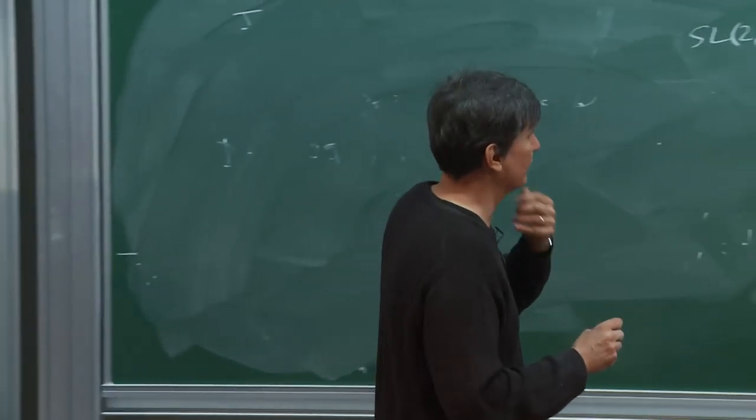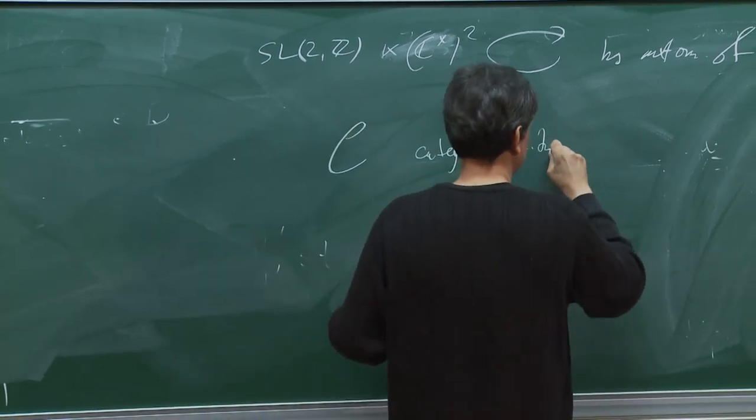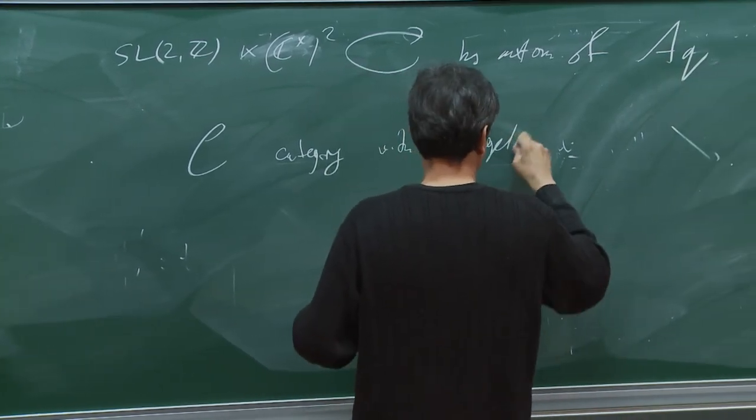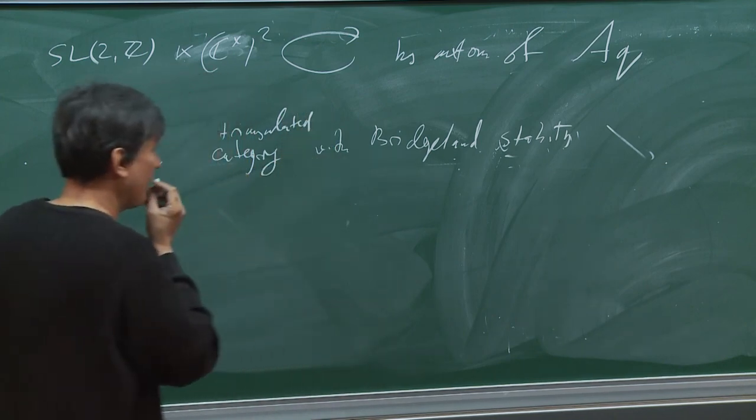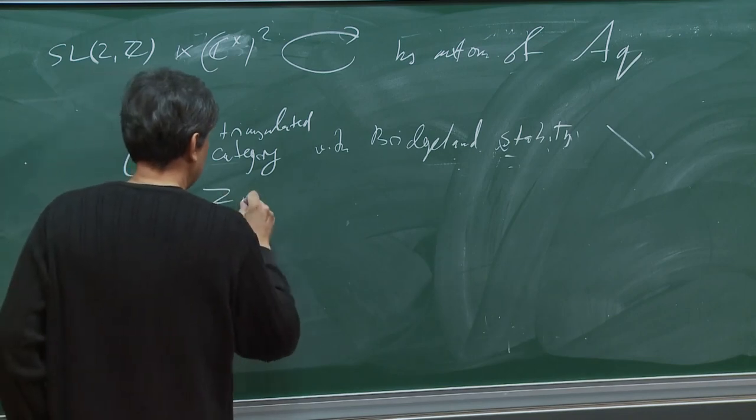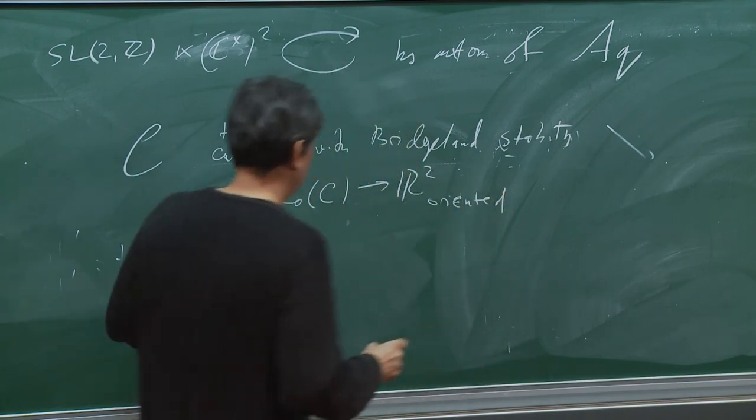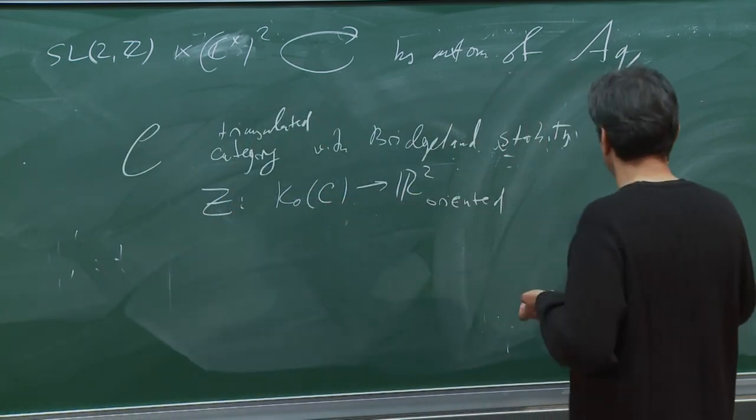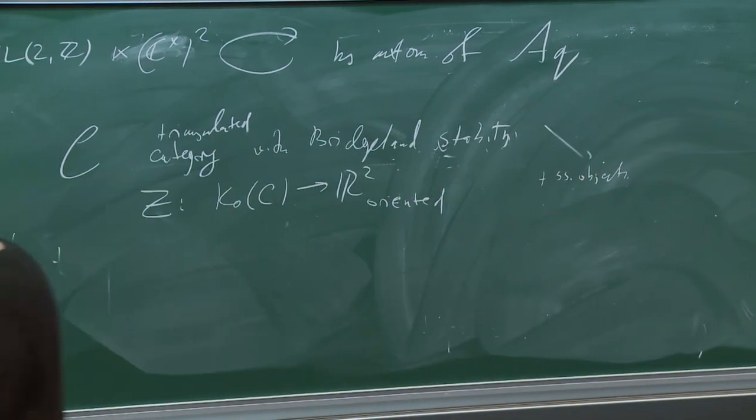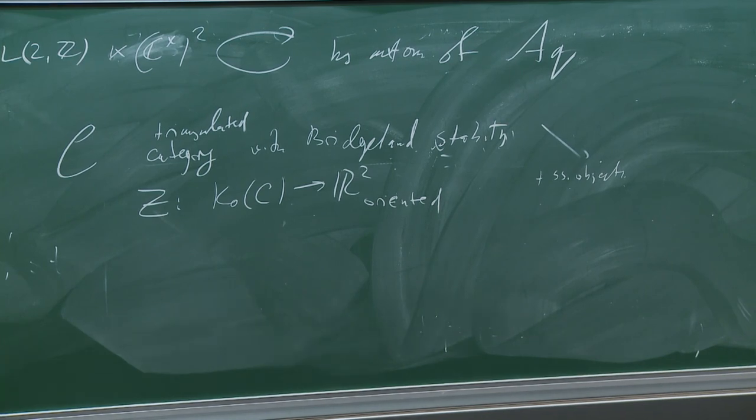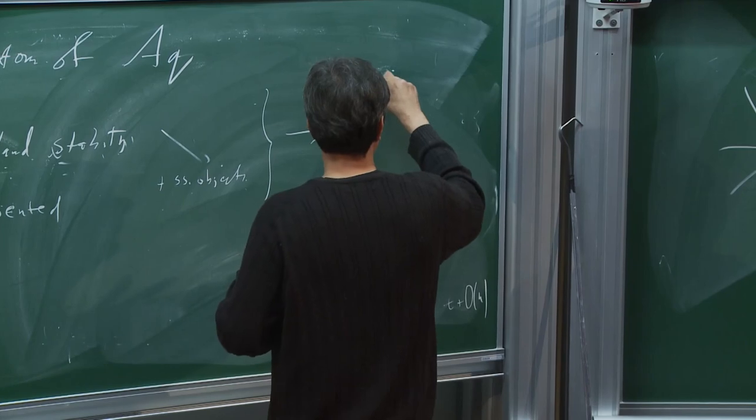Here it's part of the following general statement. Suppose we have a triangulated category with a Bridgeland stability structure. Bridgeland's stability structure means that you get a map from the K0 group to R2, kind of oriented R2. And you get some notion of semi-stable object in this category, satisfying some axiomatics. What I claim is that this thing produces a canonical abelian category.